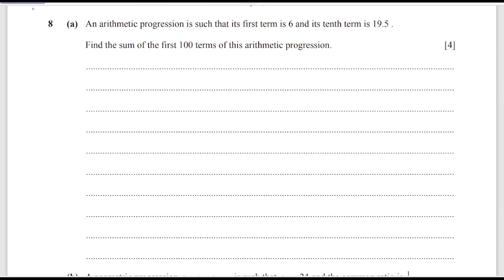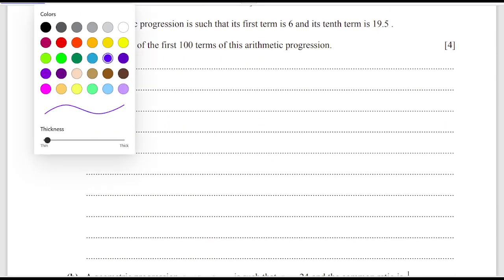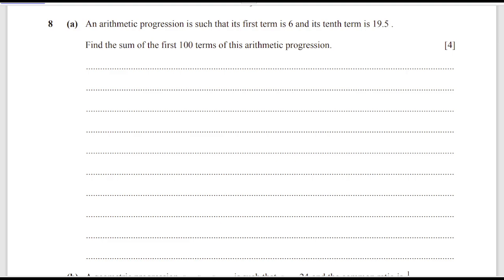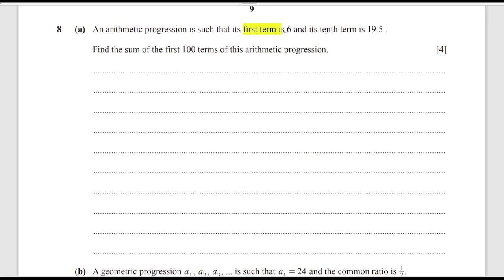Next, question number 8. An arithmetic progression is such that its first term is 6 and its 10th term is 19.5. So we are given first term and 10th term of an arithmetic progression. Well, in progression questions, always identify, highlight the given progression. It's an arithmetic progression, and we need to find the sum of the first 100 terms of this arithmetic progression.